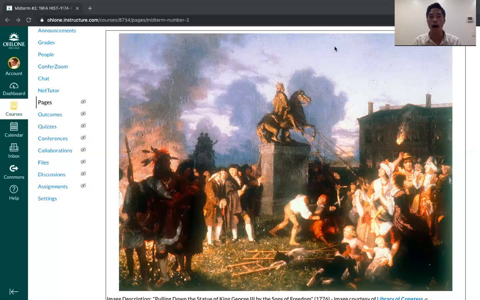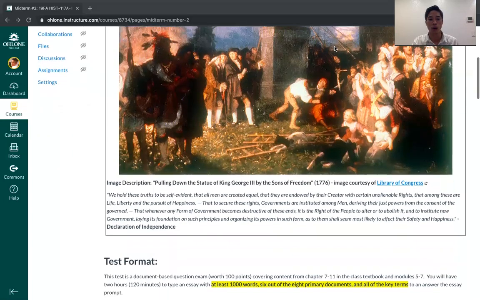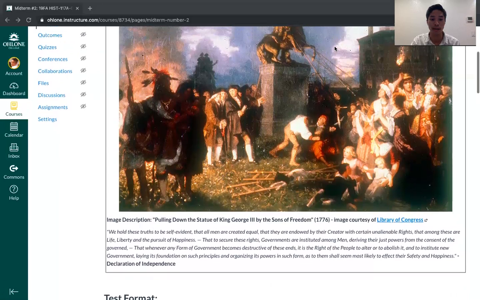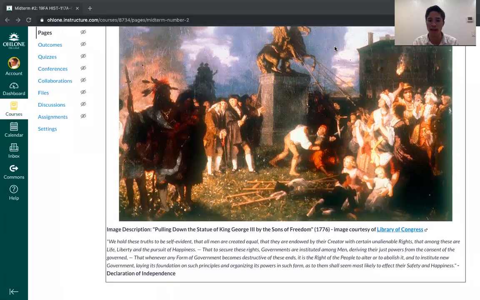So the starting point is the Declaration of Independence, the American Revolution. This is why I have this fabulous painting right here that shows the toppling of King George III during the American Revolution as a celebration of their Declaration of Independence. And I also have, of course, that famous passage from the Declaration of Independence: we hold these truths to be self-evident, that all men are created equal.